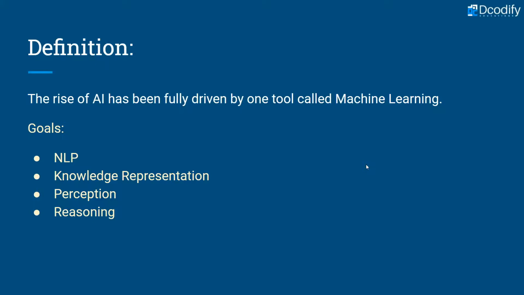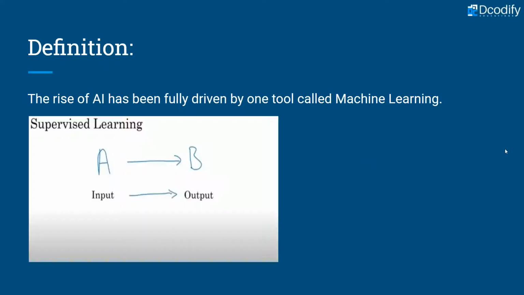The formal definition of AI was put forward by the famous data scientist Dr. Andrew Ng, who says that the rise of AI has been fully driven by only one tool called machine learning. The most commonly used type of machine learning, as maybe you might not know but most people might, is supervised learning. Here we do input to output mapping. There will be some input and the corresponding output will be generated, and that is known as input to output mapping.